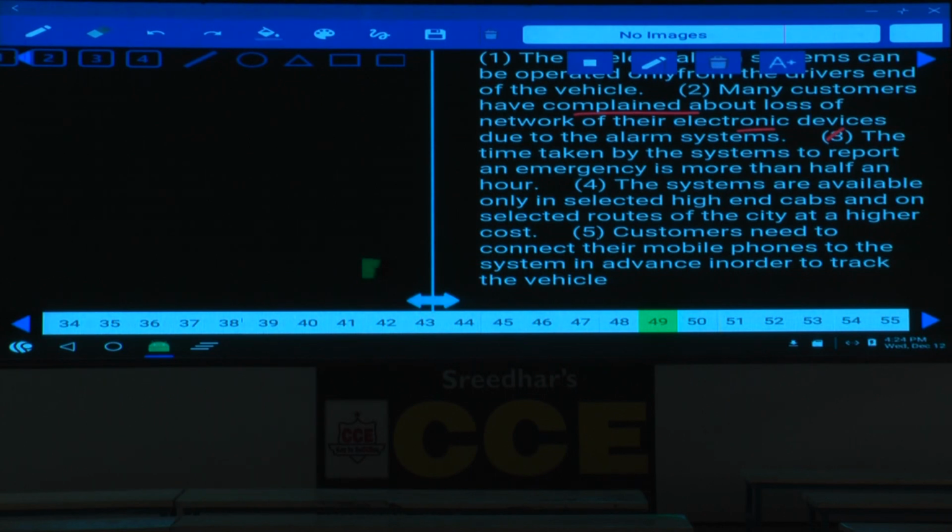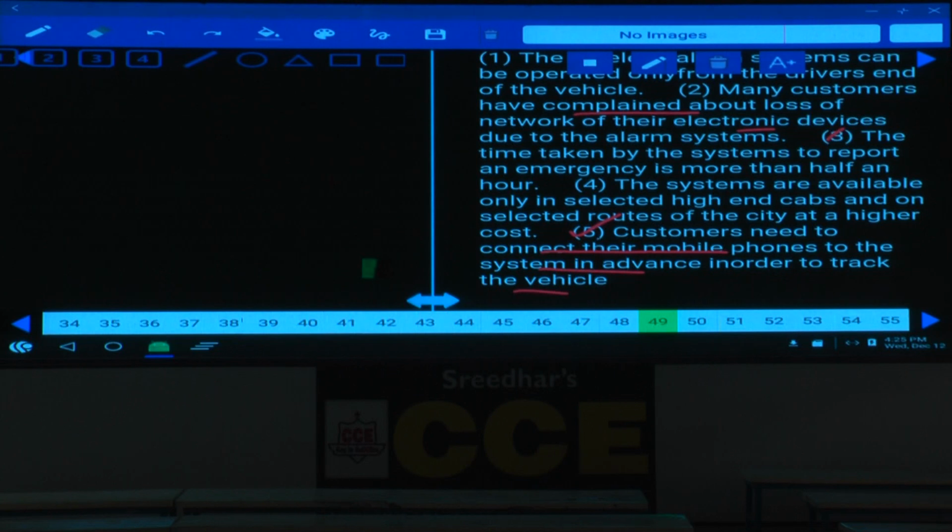And the fifth one: customers need to connect their mobile phones to the system in advance in order to track their vehicle. Now, with the help of this, there is no negative to the customers at all, isn't it? Hence, it is an added advantage. Hence, what is your answer here? 5. Choice 5. Question number 49, choice 5 is the answer.